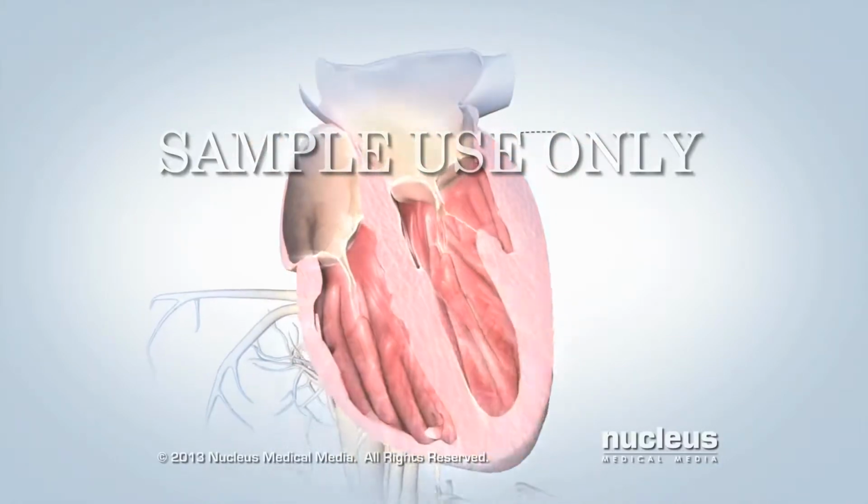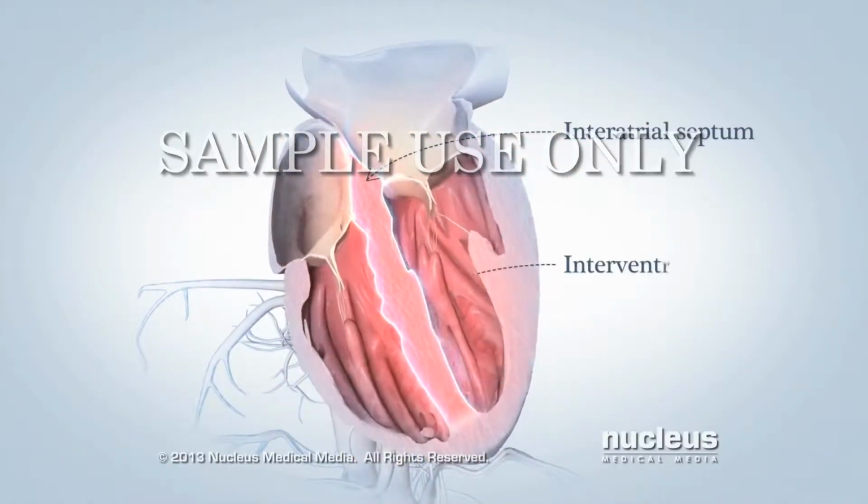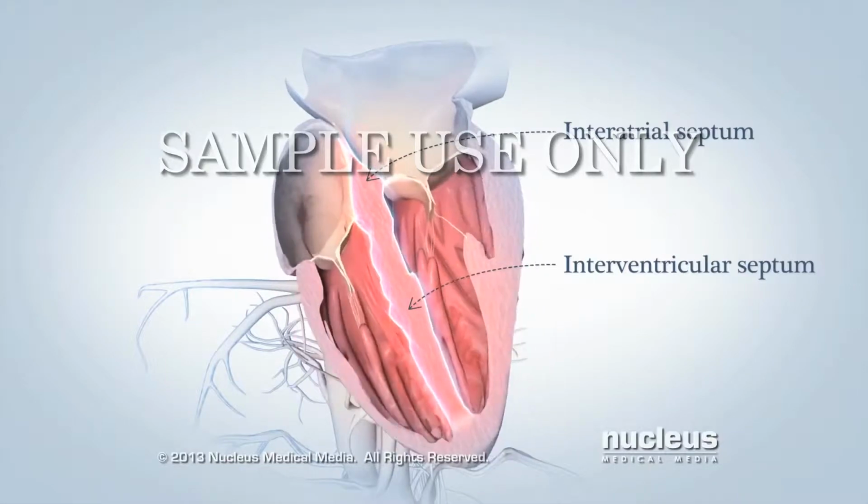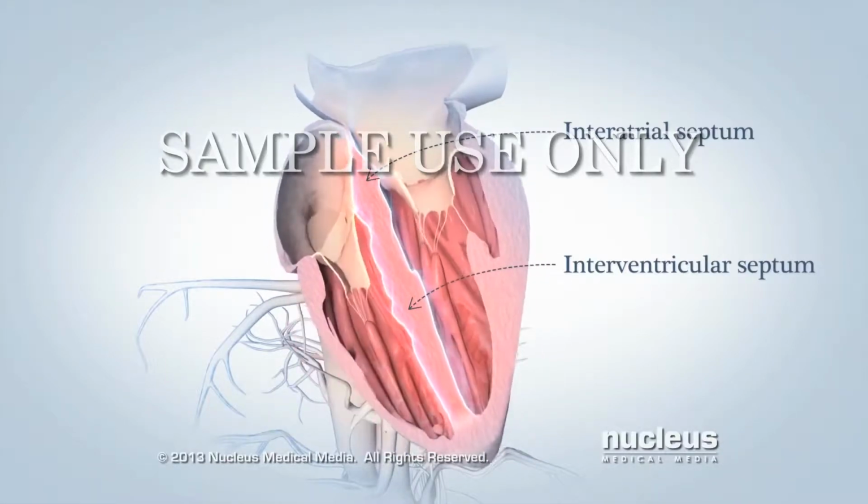Walls inside your heart, called the interatrial and interventricular septa, help keep the blood on left and right sides from mixing.